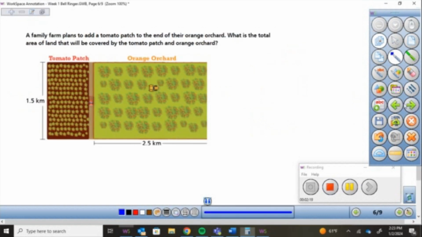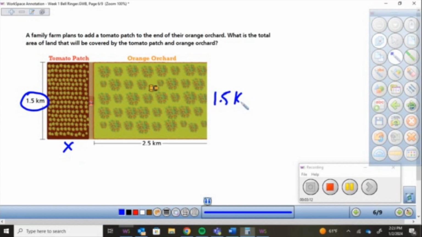A family plans to add a tomato patch to the end of their orange orchard. What's the total area of land that will be covered by the tomato patch and the orange orchard? We do not know the length of the tomato patch, but we do know its width. So we can label the length of the tomato patch as x. And as in the previous example, the width of 1.5 kilometers is the same on both ends. So how would we write this as a distribution problem? 1.5 is the common factor, multiplied by x and 2.5.